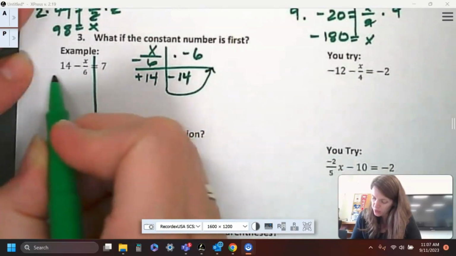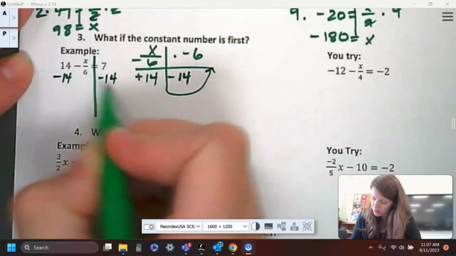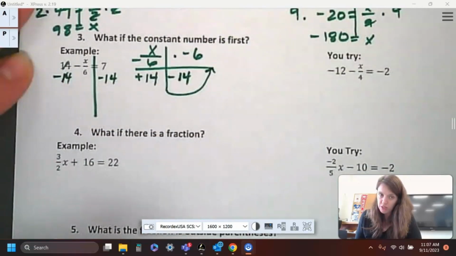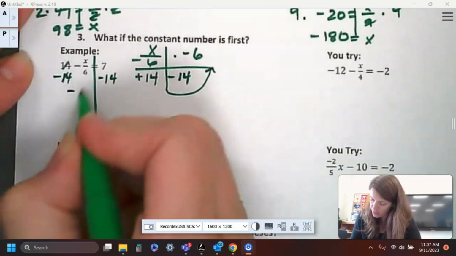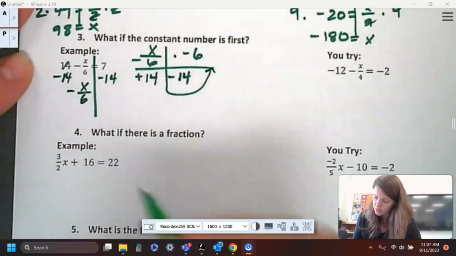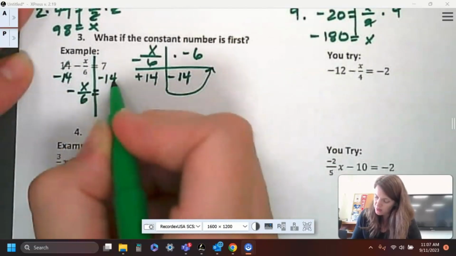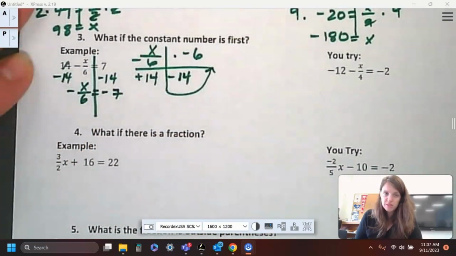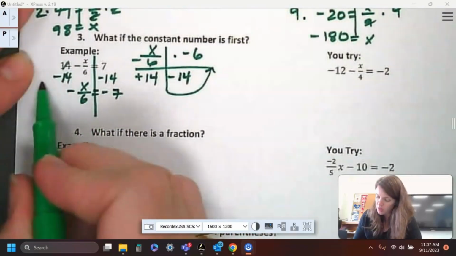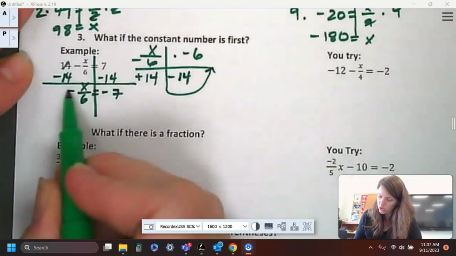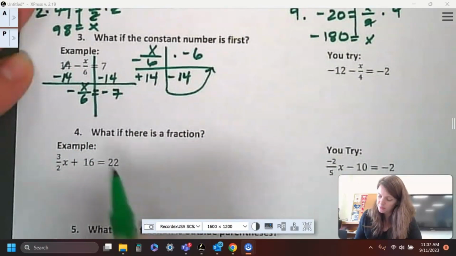We're working in opposite order. We're going to subtract 14 from both sides. When you subtract 14 over here, you get 0, right? And you're left with x over negative 6. This one gives 7 minus 14, which gives you a negative 7. Okay, so my new equation is x over negative 6 equals negative 7.